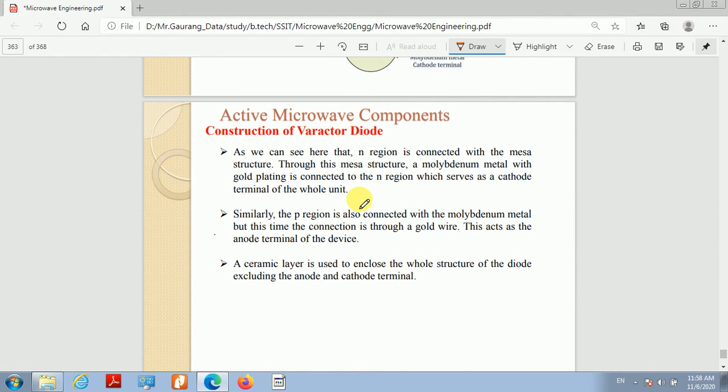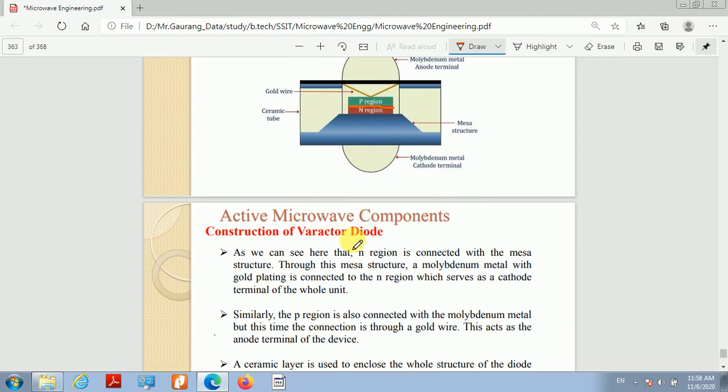Now as we can see from the figure, the N region is connected with the mesa structure, and through this mesa structure a molybdenum metal with gold plating is connected to the N region, which serves as the cathode terminal of the diode.